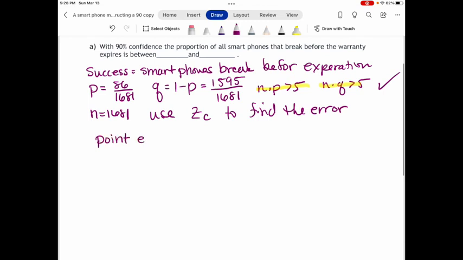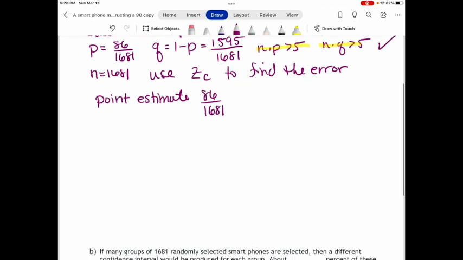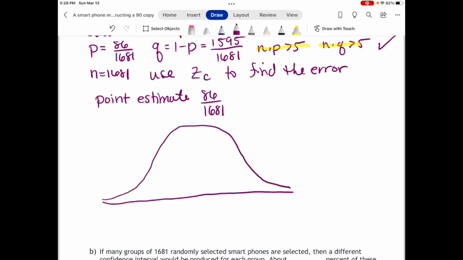Now my point estimate is going to be 86 over 1681. That's what we're going to use to create our confidence interval. Now, we need to create a 90% confidence interval, which means our point estimate is going to go in the middle.